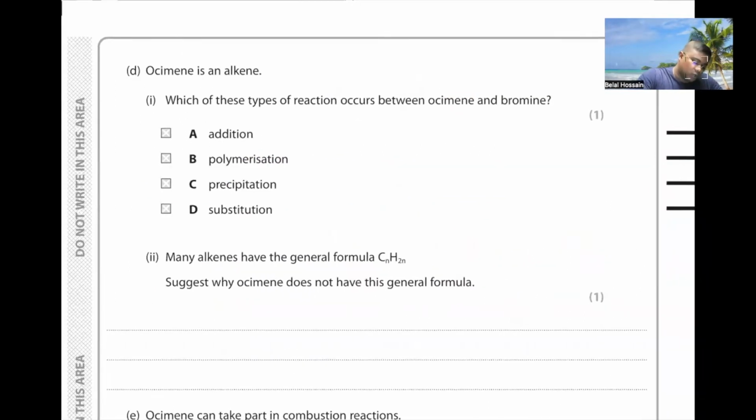Part D. Ocimene is an alkene. Which of these types of reaction occurs between ocimene and bromine? So, since it is an alkene with a carbon-carbon double bond, bromine will have an addition reaction. It's not a polymerization reaction, precipitation, or substitution. Bromine just simply gets added to it. So it's going to be an addition reaction.